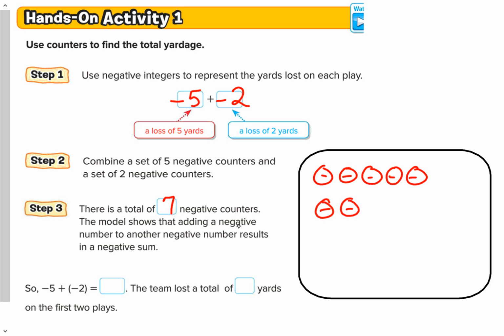The model shows that adding a negative number to another negative number results in a negative sum. So I just took 5 negatives, combined it with 2 negatives. So -5 plus -2 is -7. The team lost a total of 7 yards on the first 2 plays.